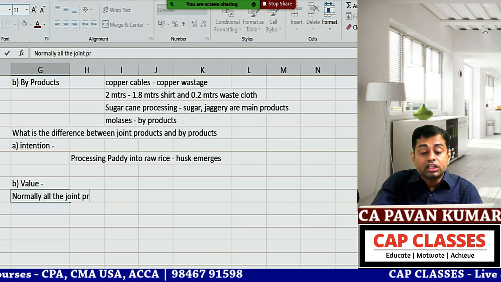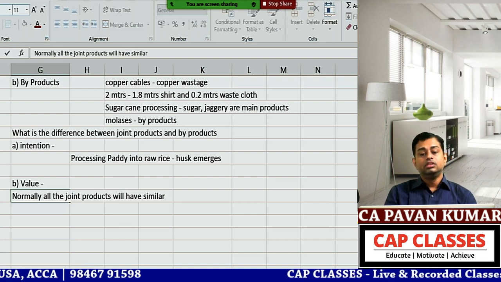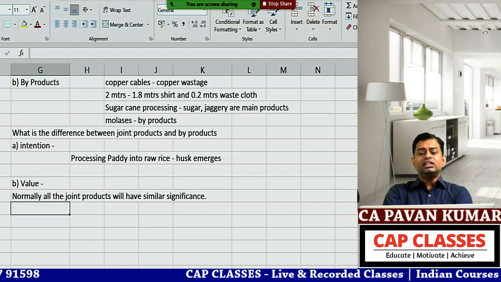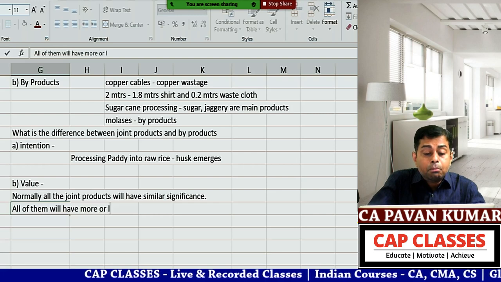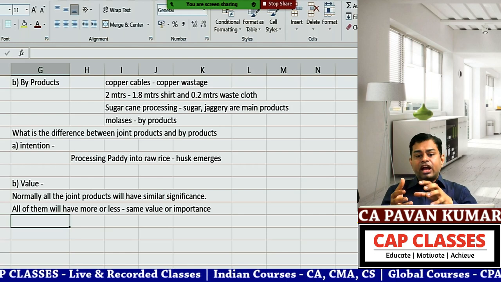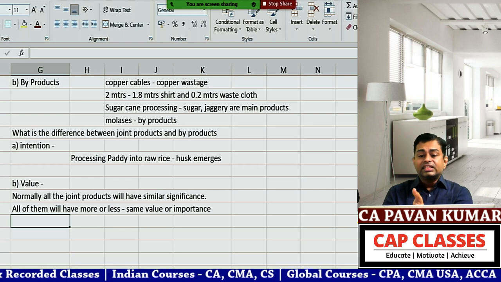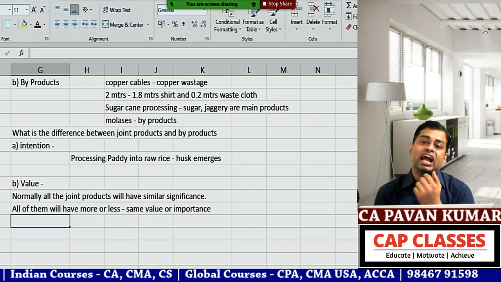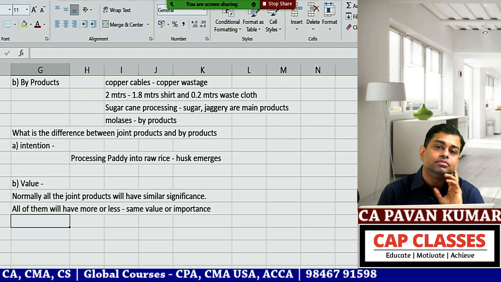Normally, all the joint products will have similar significance. That means all of them will have more or less the same value or importance. Either they'll have the same value or the same importance. You understand? So maybe petrol can be 100 rupees, gas can be 20 rupees, but still there is a lot of significance to gas. You cannot say gas is a byproduct. No, gas is also a joint product.